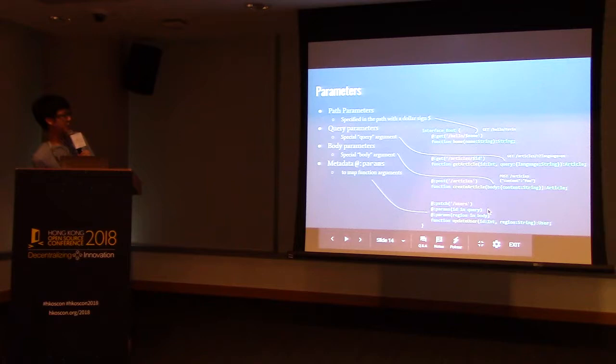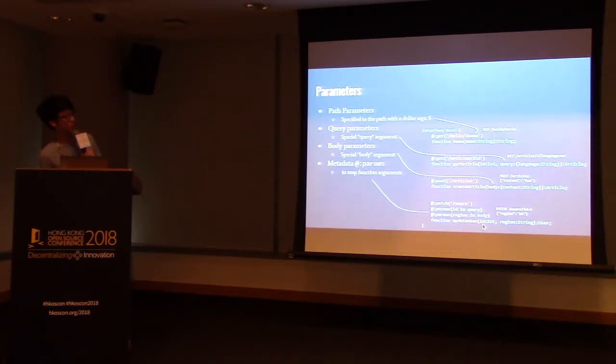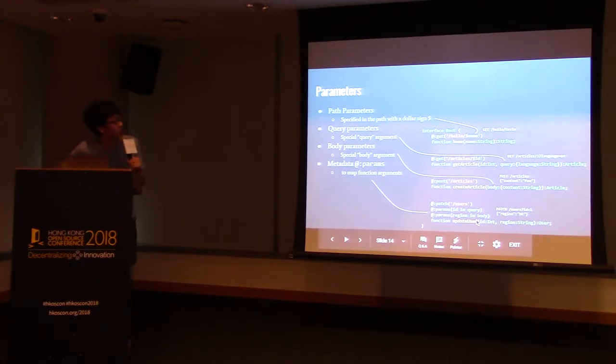The last way to do that is using a params metadata, which tries to map your function arguments into the HTTP request. In your function, you define ID as an integer and region as a string. You can map ID into the query parameter and map region in the body parameter. So the example request has an ID in the query, and then in the body it is a JSON with the key region.